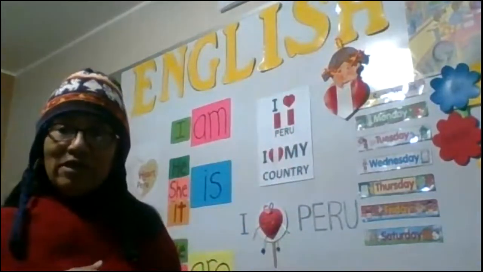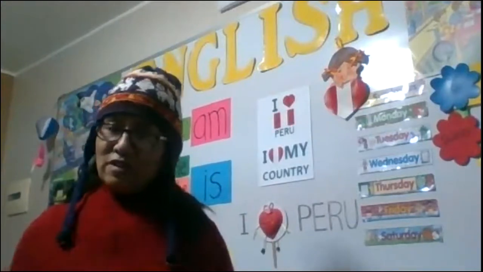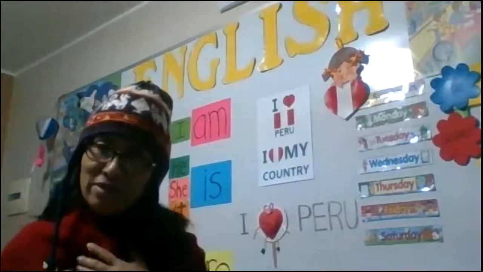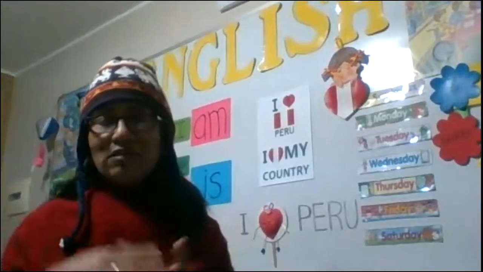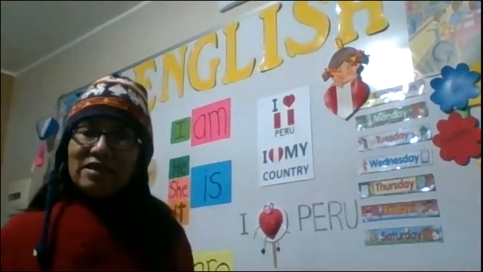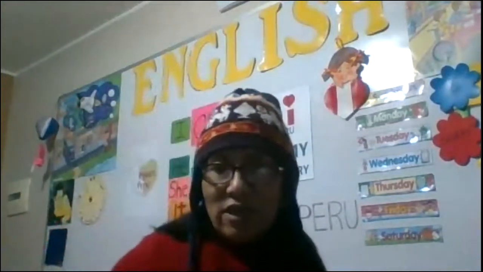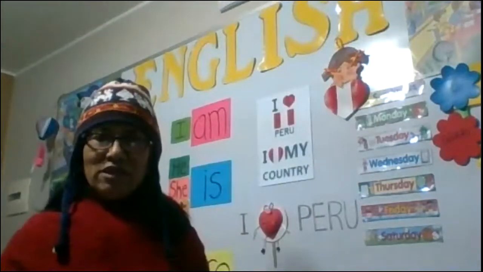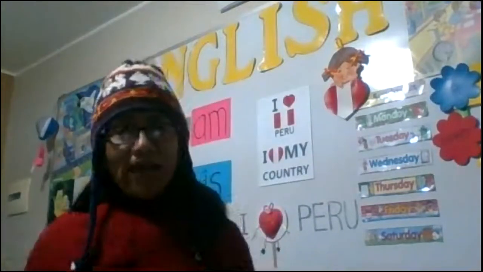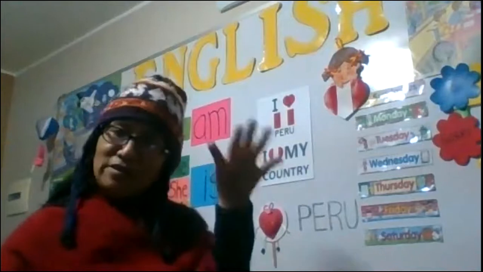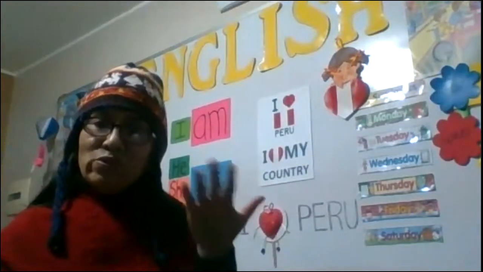Okay, she's gone. So let's start our English class. Here is Mrs. Carmen again. Can you see my clothes? This is my Peruvian clothes. Why am I wearing this? Because our country is having a party. It's the Peruvian party. We celebrate the independence in this month. I love my country. So let's start our English class singing and moving. Stand up, friends. Let's move.